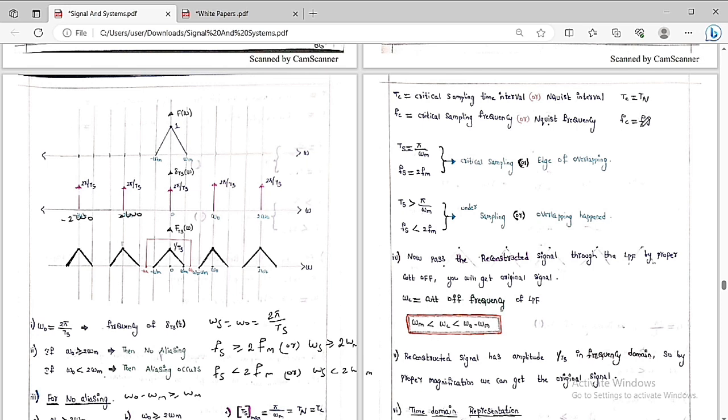So FN is called the Nyquist frequency and FC is called the critical sampling frequency, both are same. And TN is called the Nyquist interval, TC is called the critical sampling time interval. Here is for the Nyquist interval, and this is for the critical sampling time interval. Both are same. So these things you always have to keep in your mind. So FC is nothing but FN, TC is nothing but TN, small notation.